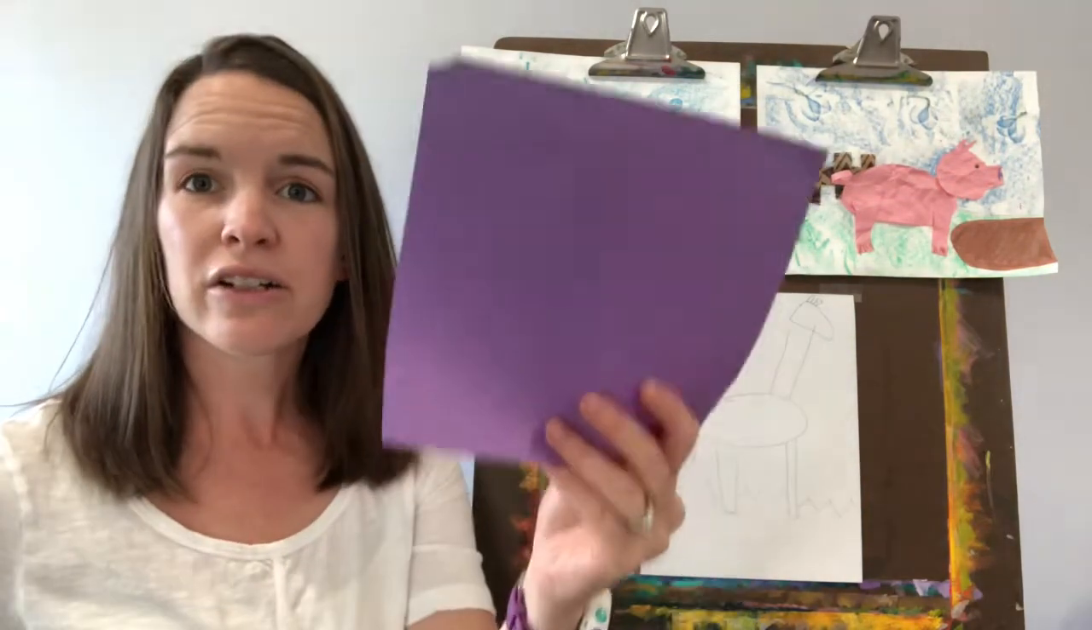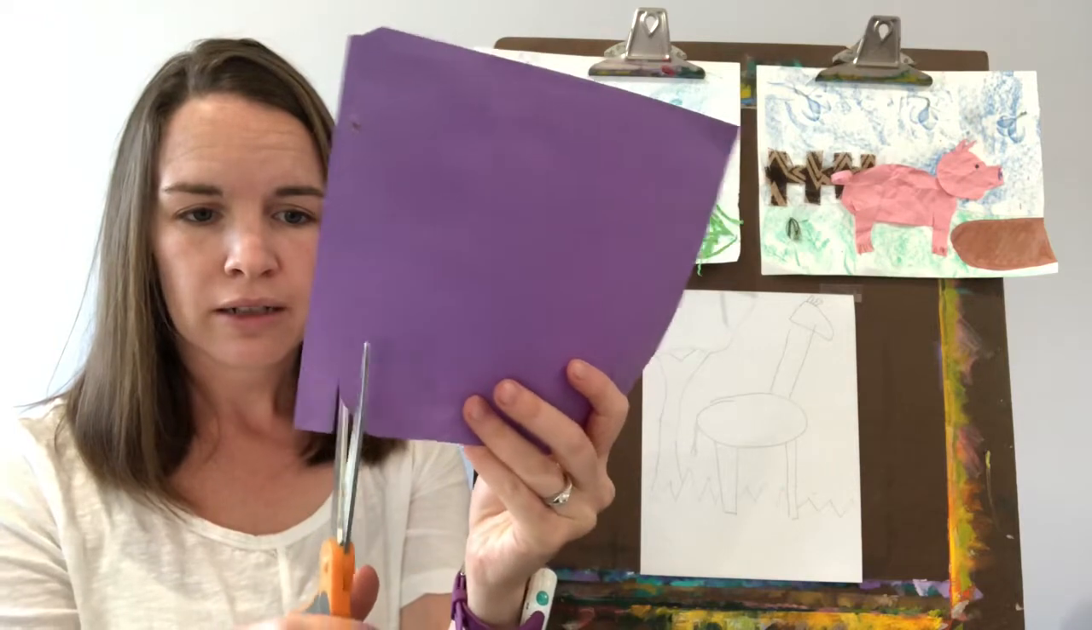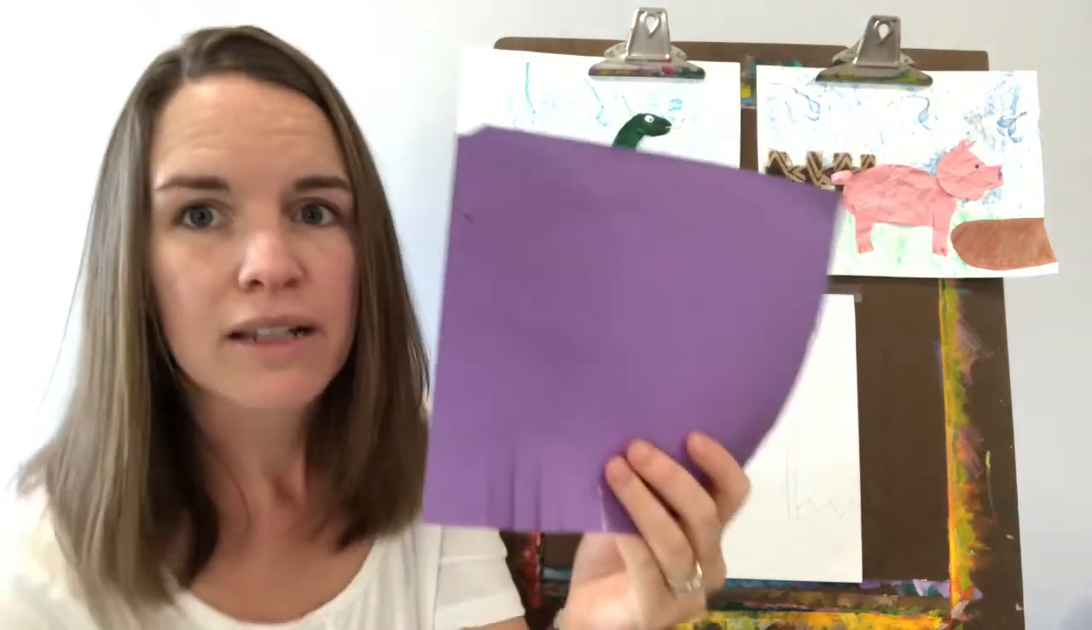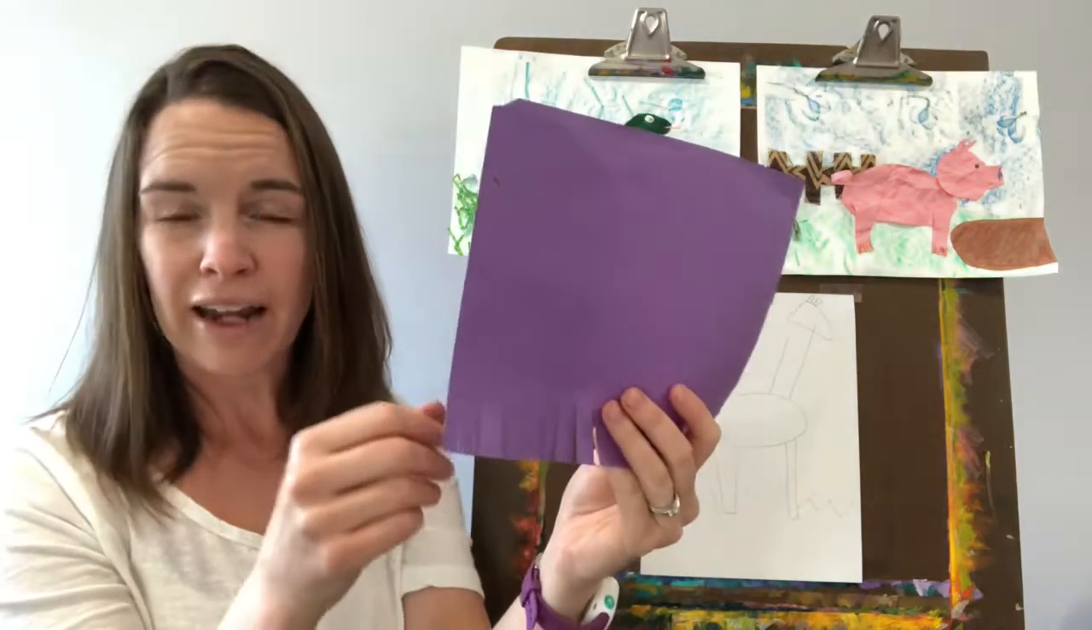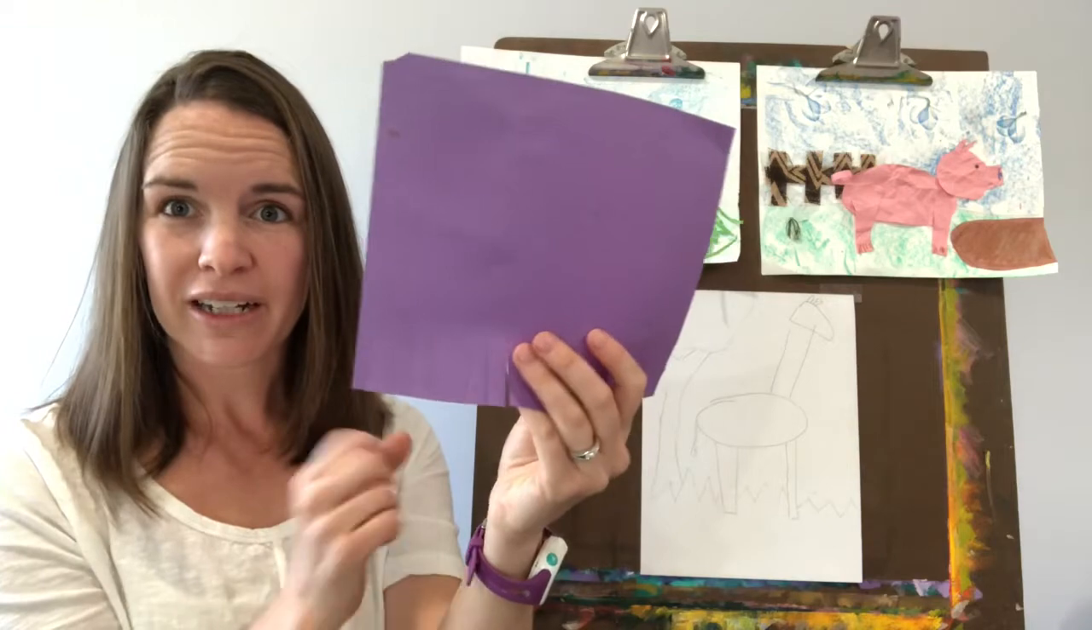I'll show you one more trick here that you can use. If you have scissors, you can take any color construction paper and just cut little slits in it. That would make really nice grass. It could make really nice hair. Maybe you have a horse with a mane or something. That's a really great texture for that.